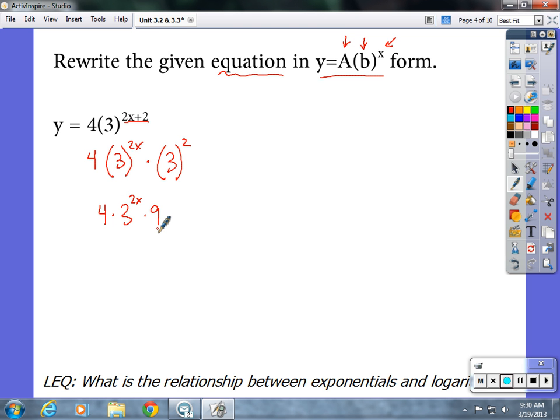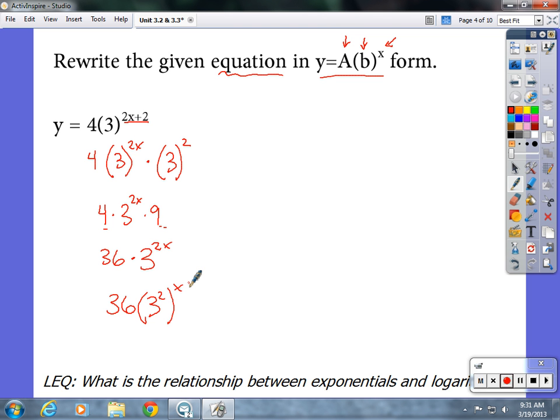And because of the associative, or commutative property, 4 times 9 is 36 times 3 to the 2x. Again, we're almost there, but we still have this 2x and not just an x. So we can use our power property for exponents and say 36 times 3 squared to the x power. And the reason we do that is because we know what 3 squared is.